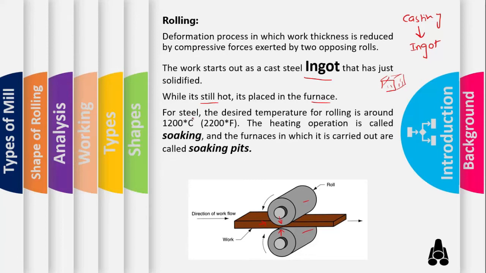For this purpose, let's suppose a steel ingot. The desired temperature for rolling is around 1200 degrees centigrade. So it will be placed inside the furnace, and this process of placing the ingot into the furnace for the sake of homogenizing the temperature, or attaining a uniform temperature throughout, is known as soaking, and the furnaces used for this purpose are termed soaking pits.